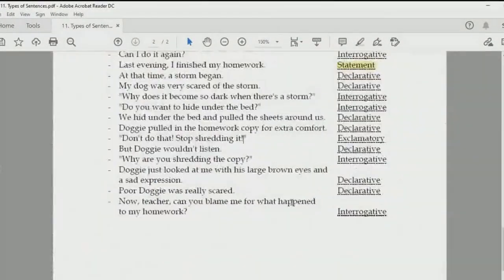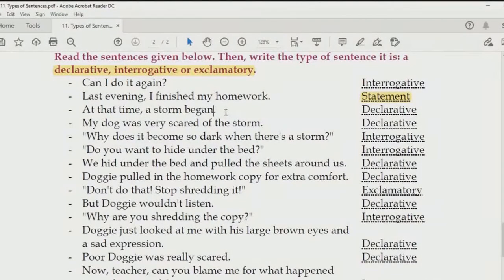So students, you can go through all the sentences once again. And I told you earlier that declarative sentences I will be skipping because these are very simple sentences and easy to understand. So that's it for this video.